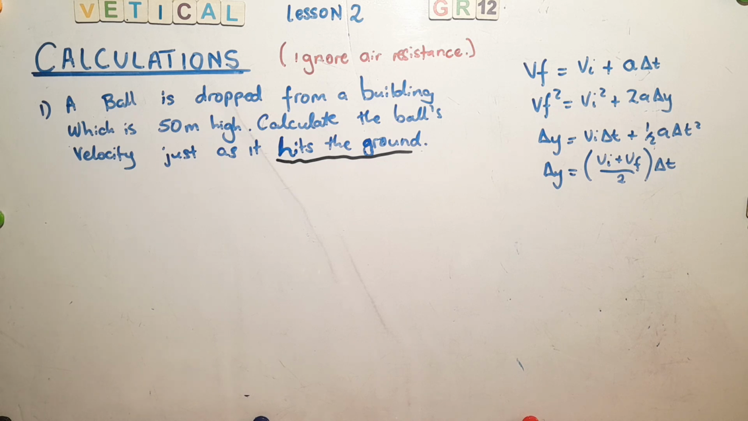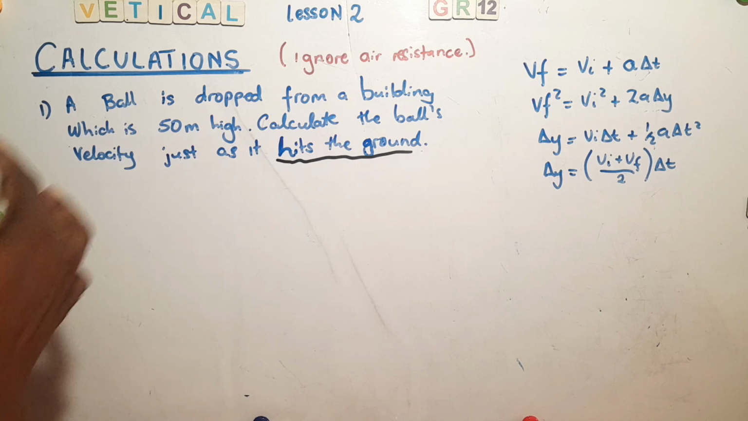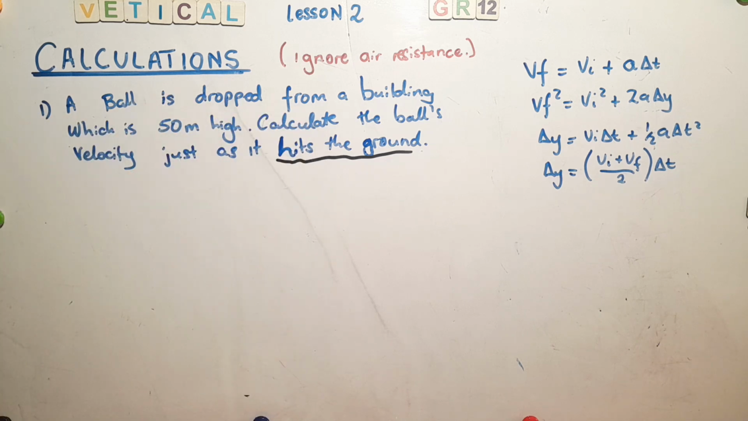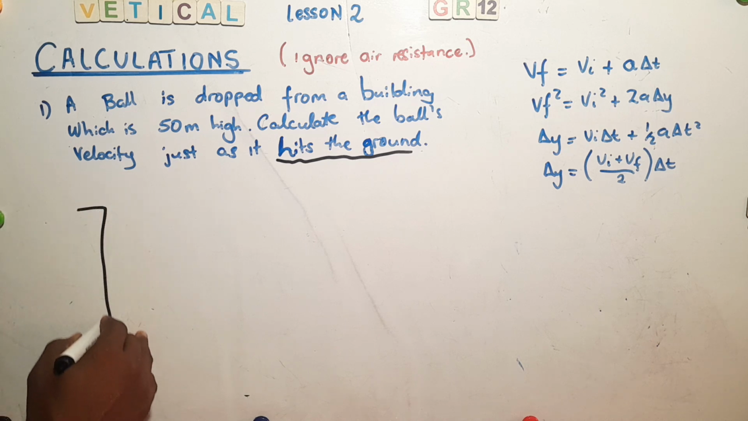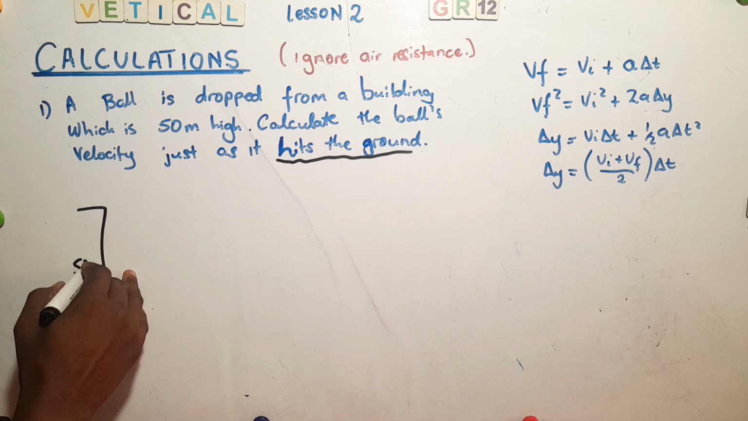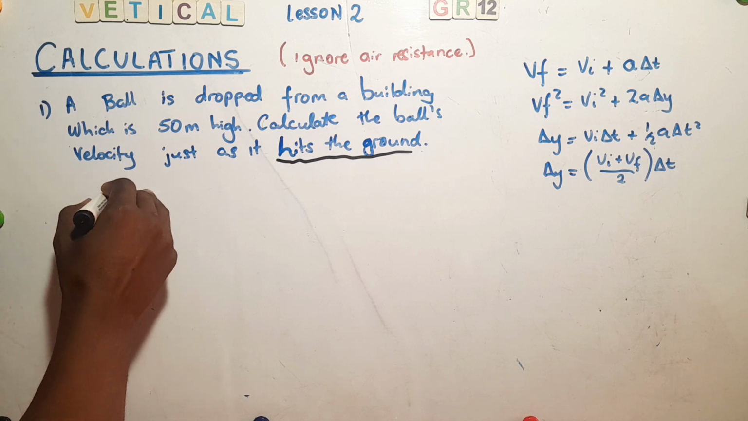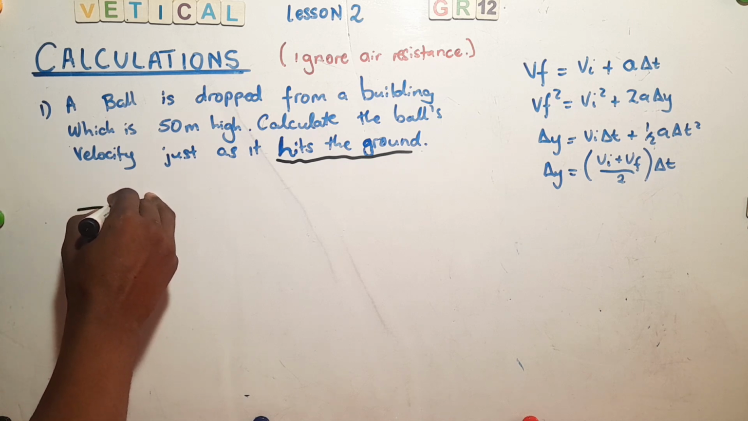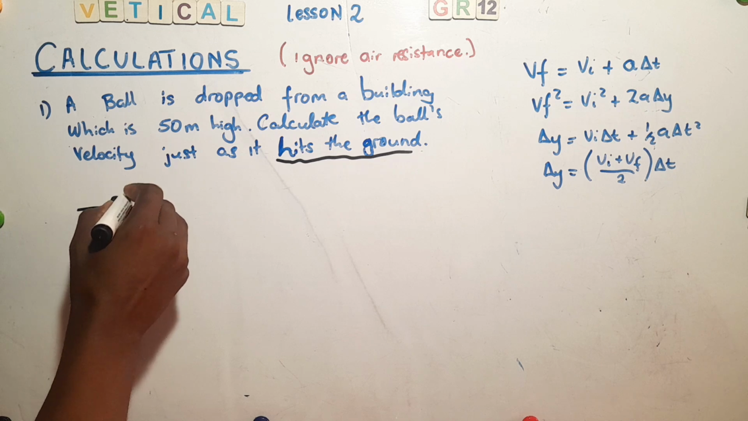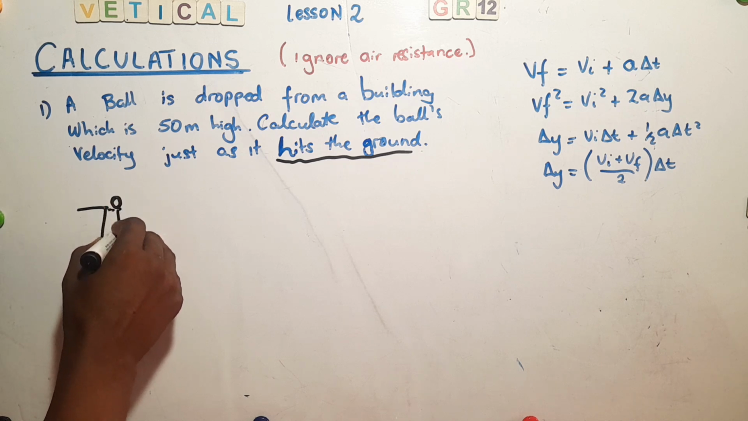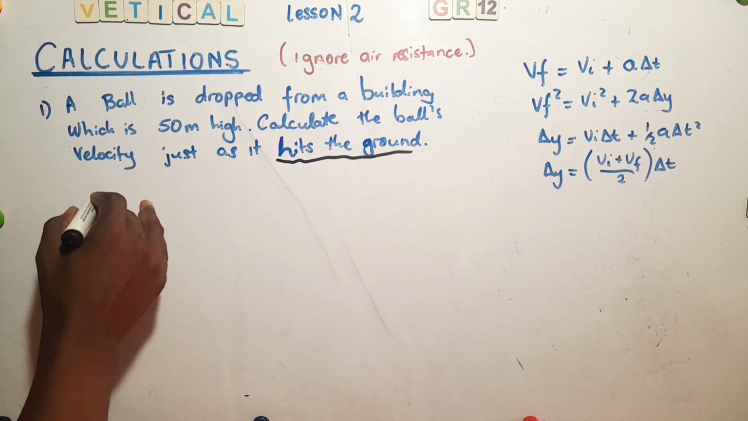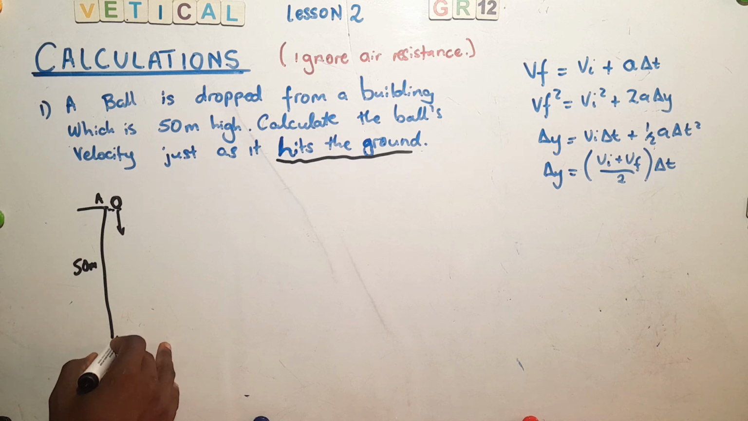So we're having a question here. What you have to do is first make a diagram of your own that represents everything that they just gave us here. So we have a building which is 50 meters, and they said a ball is dropped. So it means that we have a ball here. It is dropped from that building and it is going down, right? So we can name this A and we can name this B, right?